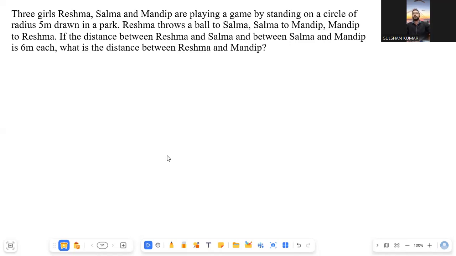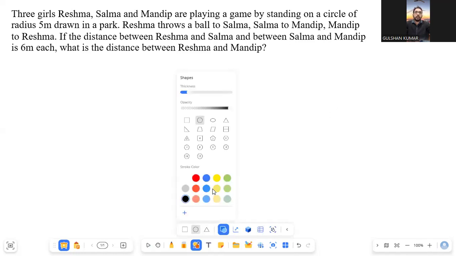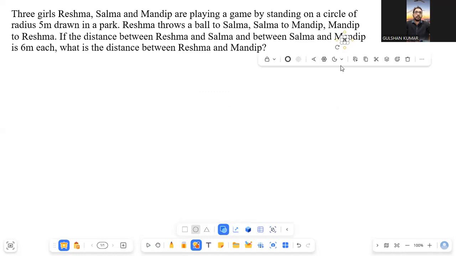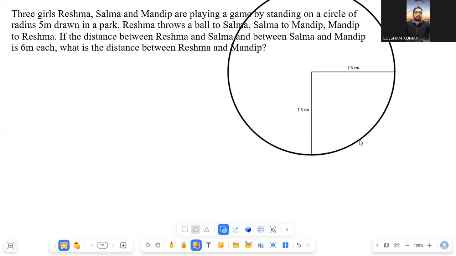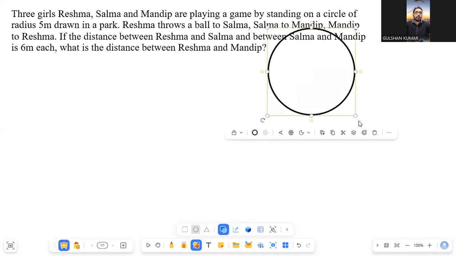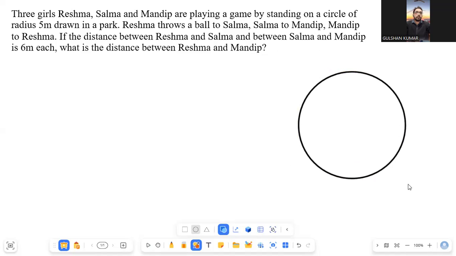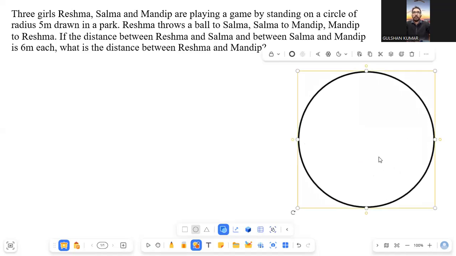First approach. This question belongs to the circle, so we have to start by making a circle here. This is our circle, the ground, a circular path where the radius is 5 meter.